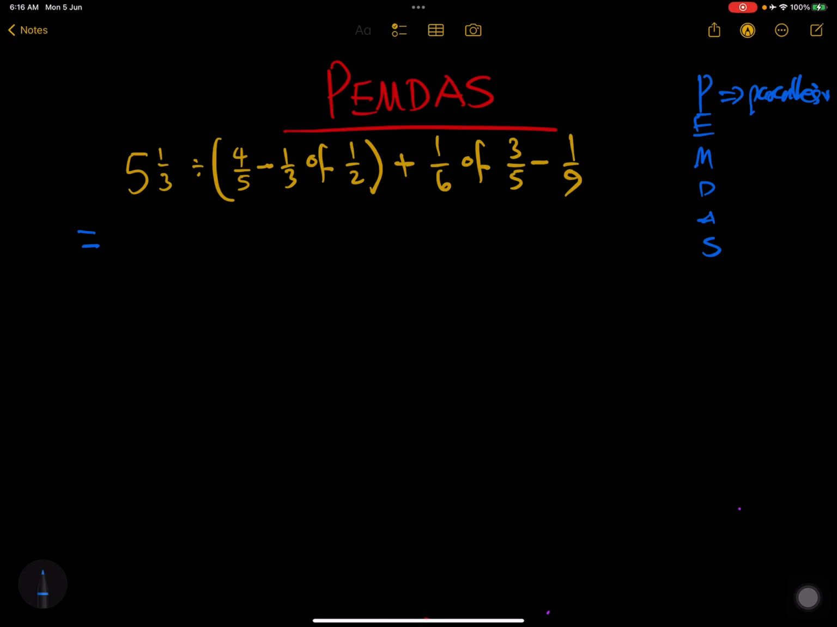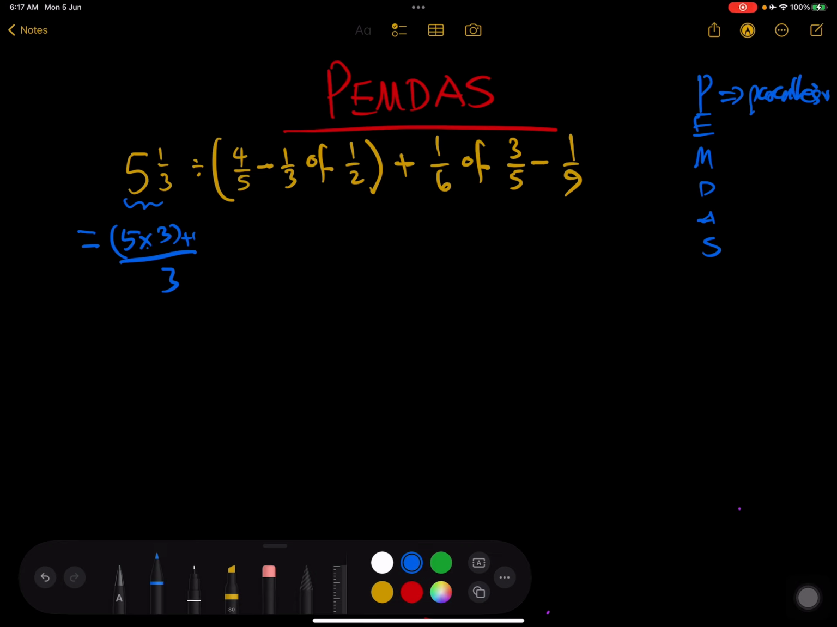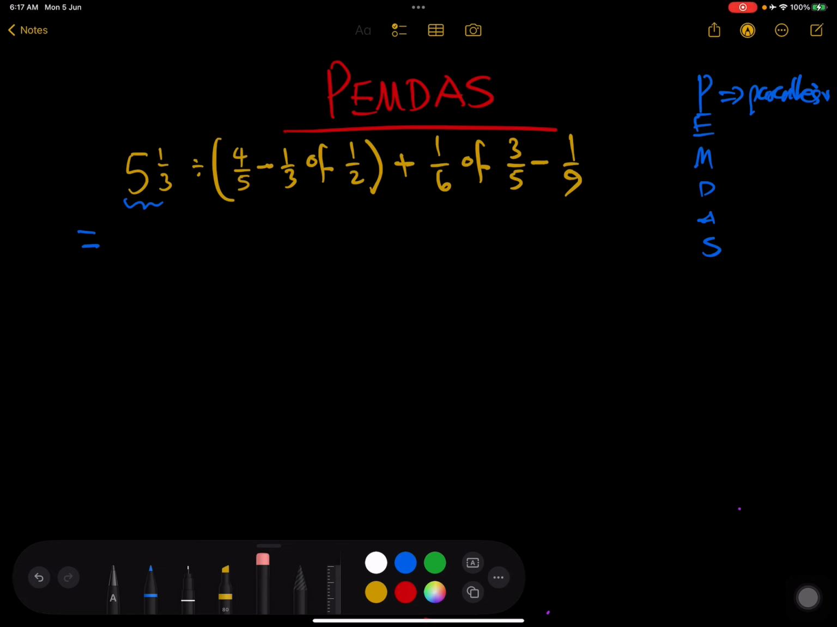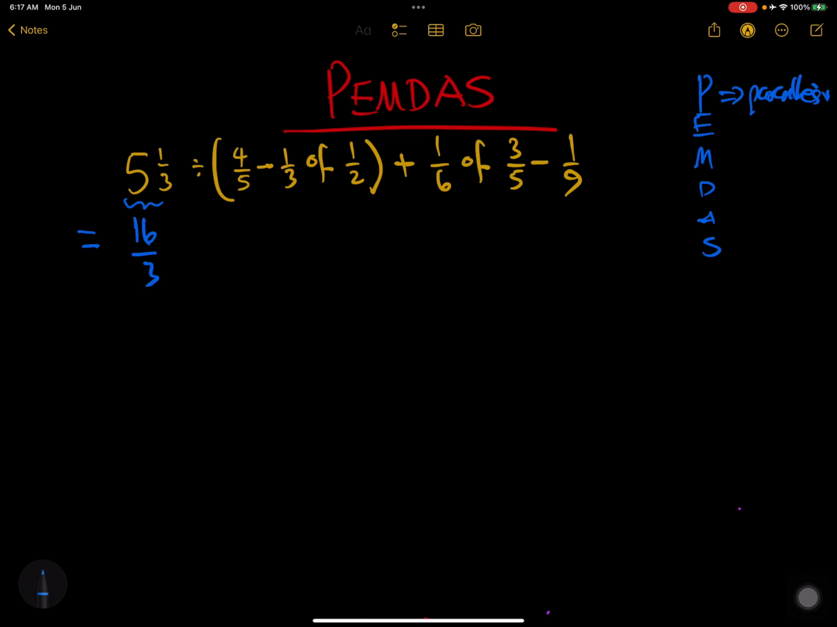So it's equal to, and don't forget, we can convert this into what? An improper fraction. How do we do that? It is the whole number multiplied by the denominator, adding the numerator to it, and then dividing by the denominator. So that's how you do it. And when we do that, it is 15 plus 1, which is 16 divided by 3. So if we convert this, we get 16 divided by 3.